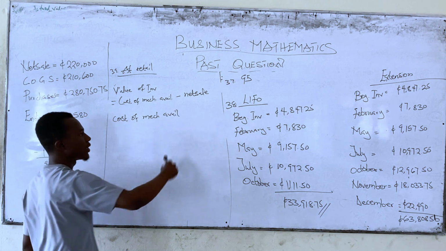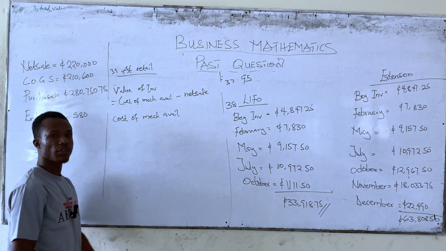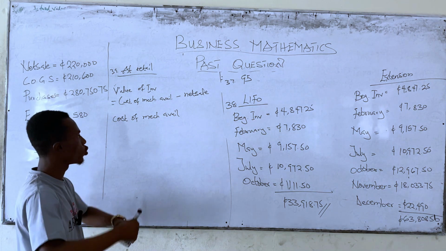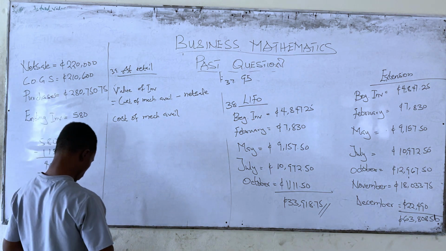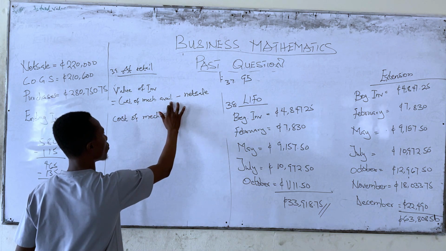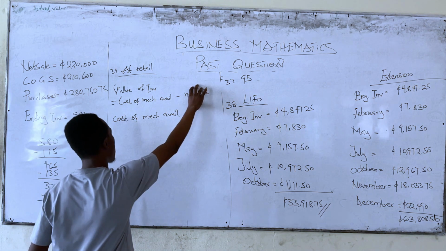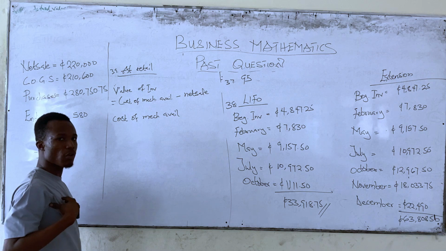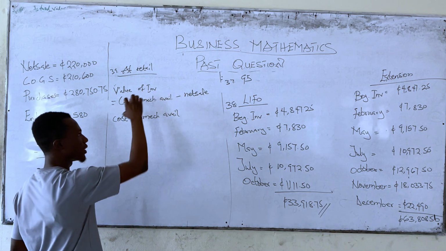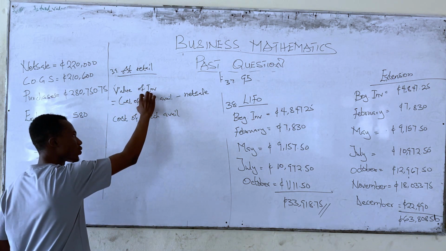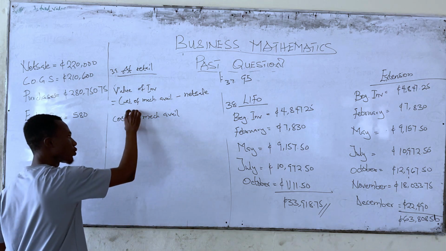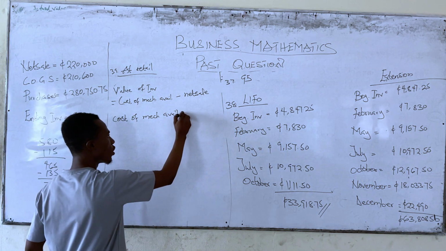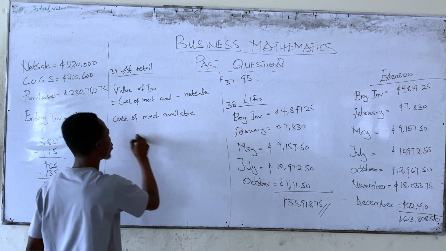That is why it is always important to write the formula, because the formula will tell you what to do. So here you see, I wrote cost of merchandise available minus net sale. I've realized I have net sale. So what is left for me to calculate is the cost of merchandise available. So now what is cost of merchandise available? And cost of merchandise available is also equal to what?